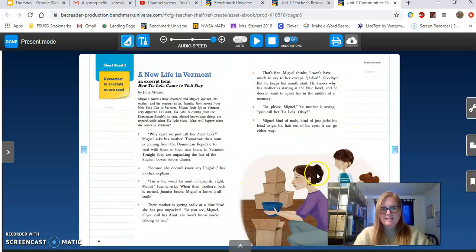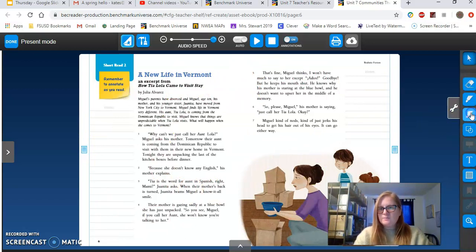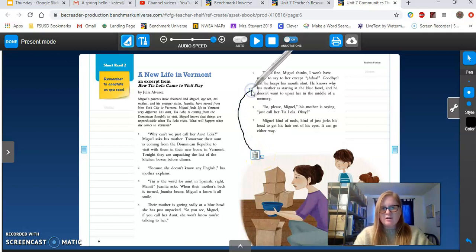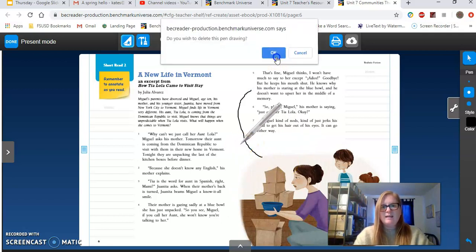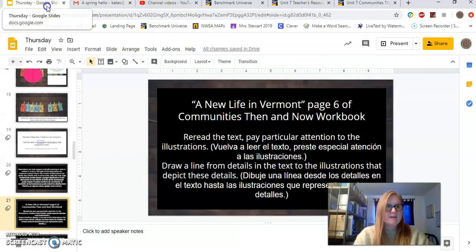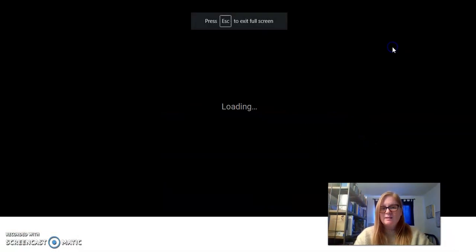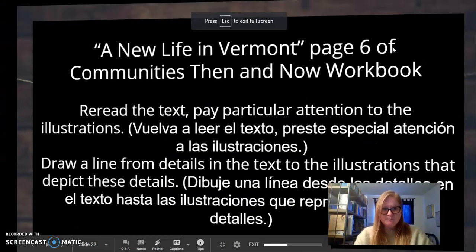Wherever you think that this is happening, you go to your tools, you grab the pen, and you're going to draw a line. So if it's over in this paragraph, you're going to draw a line there. If it's over in this paragraph, you're going to draw a line like that. This is going to help in your assignment. So let me get to your assignment.